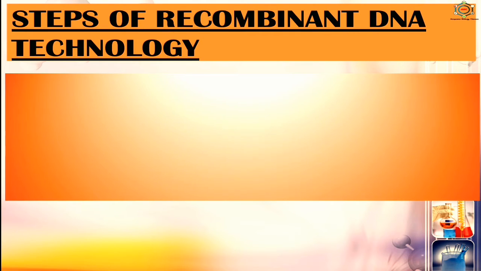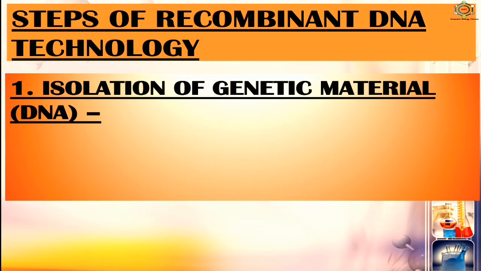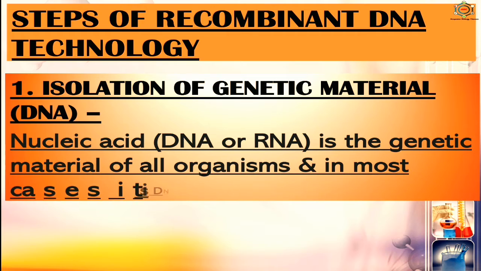So in this video we will see all these steps. First, we will have to know what the steps of recombinant DNA technology are. There are many steps and these steps are carried out in a definite sequence. These are listed below. The first one is isolation of genetic material, that is DNA. So nucleic acid, that is DNA or RNA, is the genetic material of all organisms, and in most cases it is DNA, that is deoxyribonucleic acid.